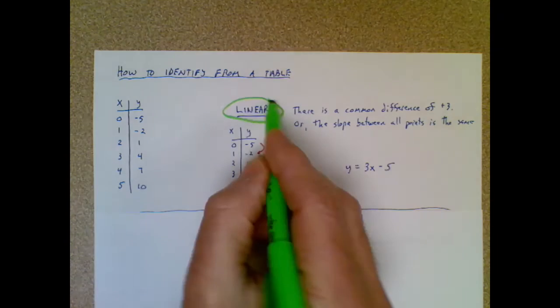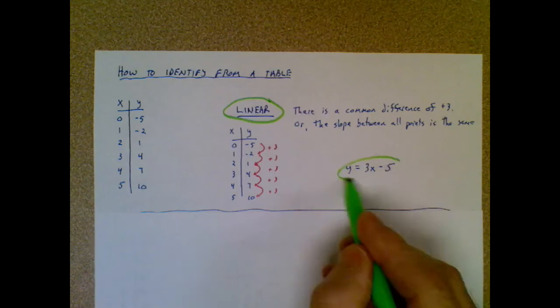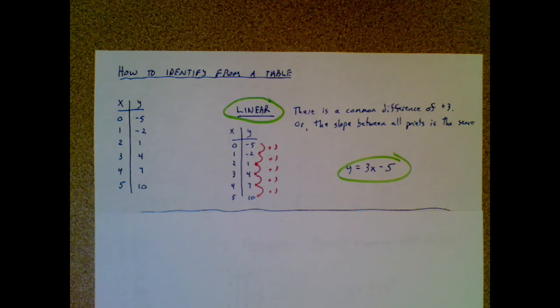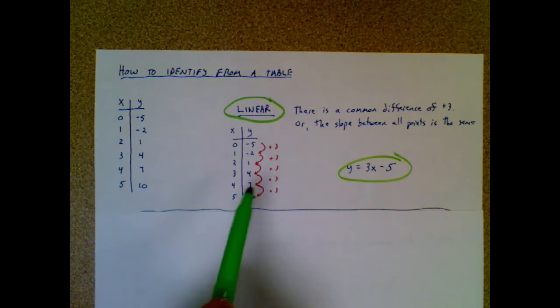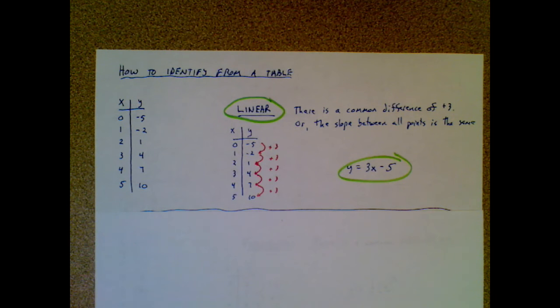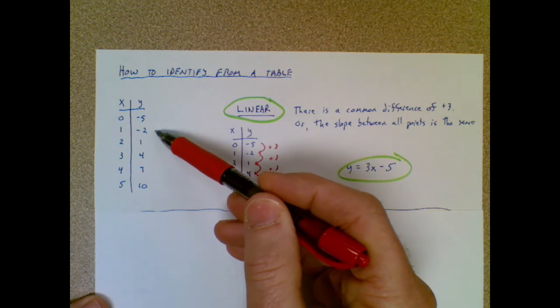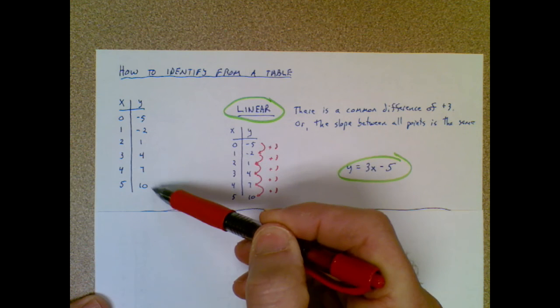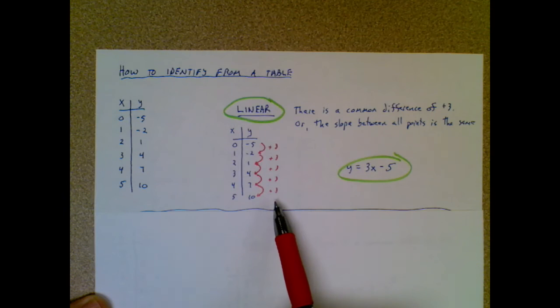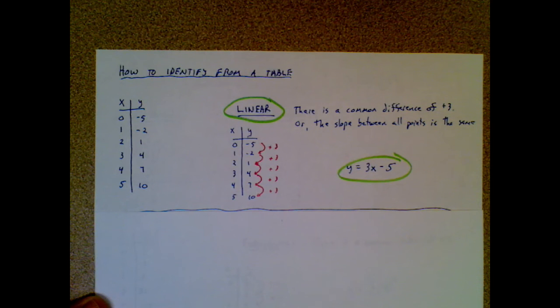If we have a linear style function like y equals 3x minus 5, you can tell that that's linear because this is y equals mx plus b. But if you were given a data table and you didn't have this equation, you would look for the common difference from value to value. We went up by 3, up by 3, up by 3, up by 3, up by 3. We had a common difference going to the next term of always plus 3. When there's a common difference, you have a linear scenario.